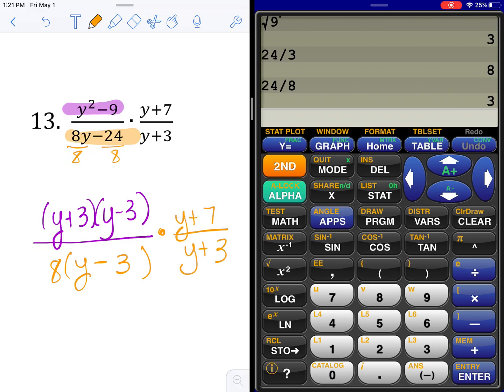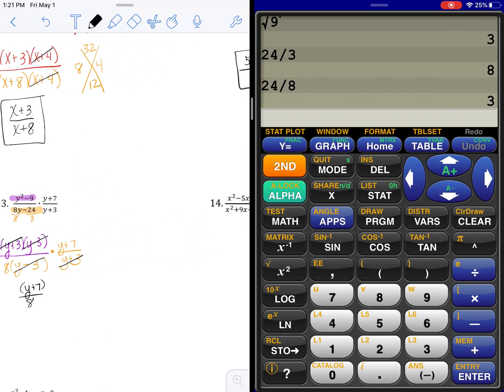Those are factored, y plus 7 times y plus 3. So you can go ahead and cancel our like terms. It looks like I have y plus 3's and I have y minus 3's. So your final answer would be y plus 7 on the top over your 8. All right, moving on to number 14.